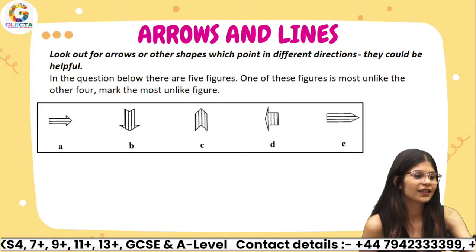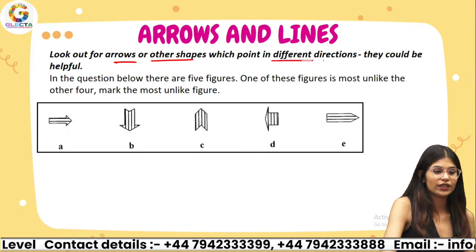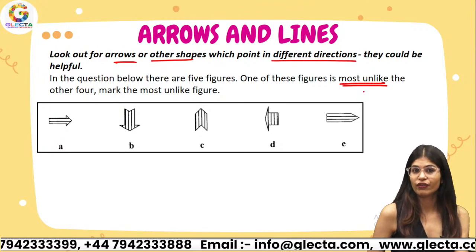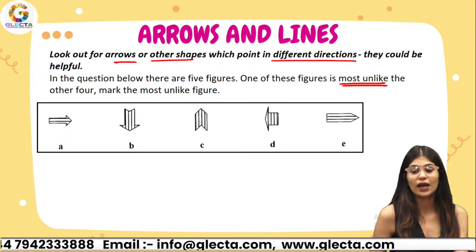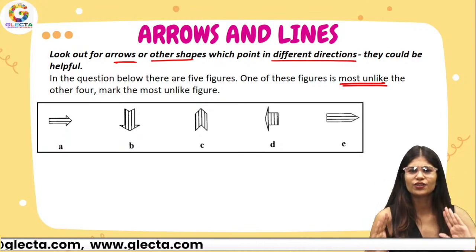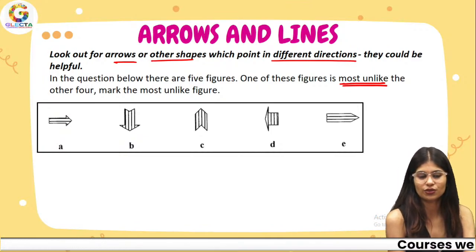Perfect. There you go. Okay, now it says, look at the arrows and other shapes which point in different directions, but this question is for most unlike figure, which means it is for odd one out. So, now really keep your head to the same trick. Don't go out anywhere. Just follow the trick for the direction 1 and try to solve this question for me.